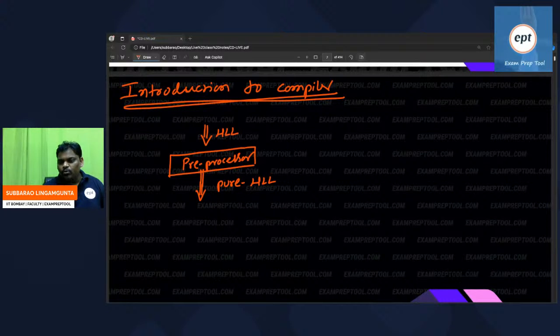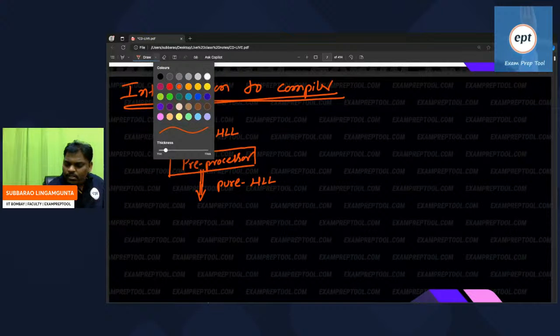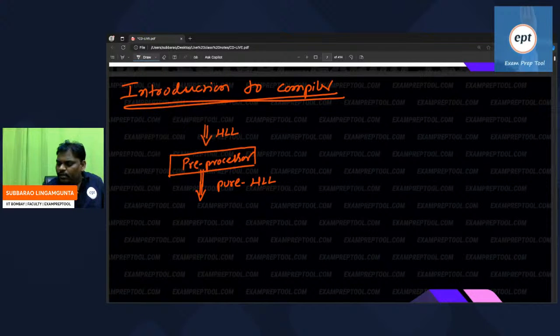So the preprocessor's input is high level language, and the output is pure high level language. Some people are asking, sir, what is the meaning of pure high level language? First of all, what is a high level language? Remember everyone. A plus B is a high level language.